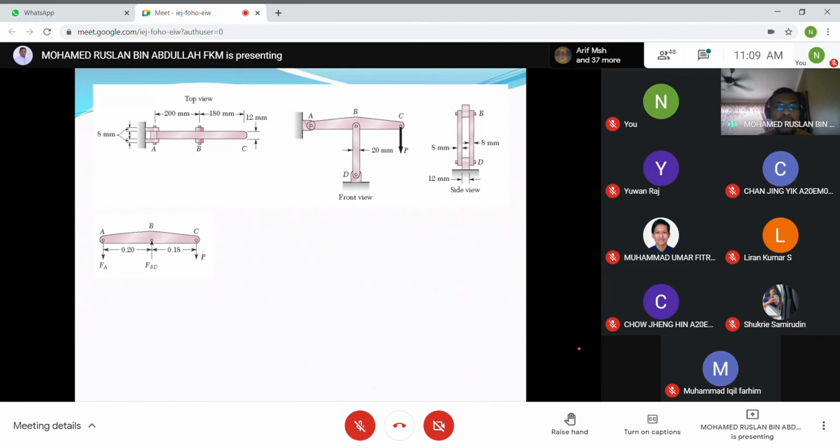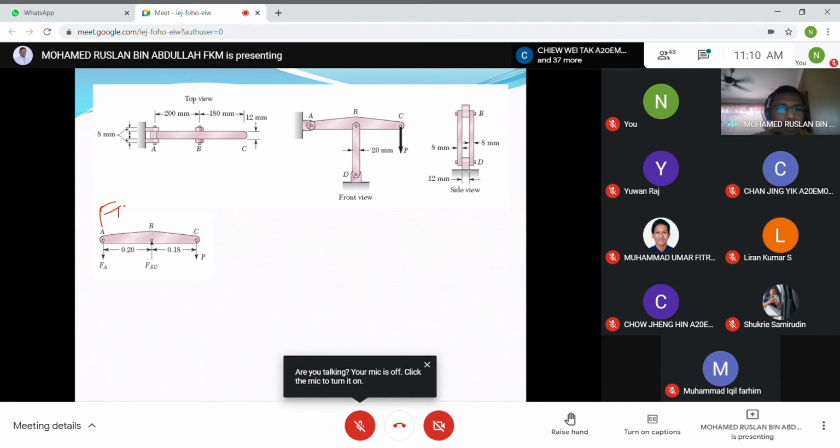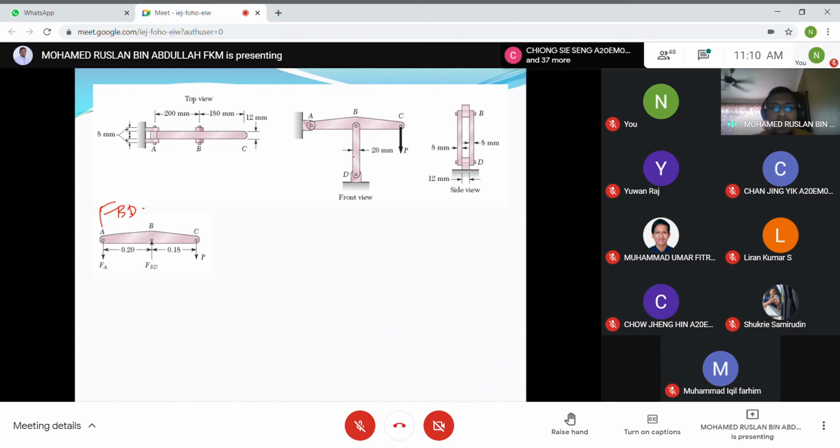So this is the FBD. It's very simple. You can see that BD is a link, and a link means this is a two force member. That's why we have only one force here, FBD. And then there's P, which we want to determine.